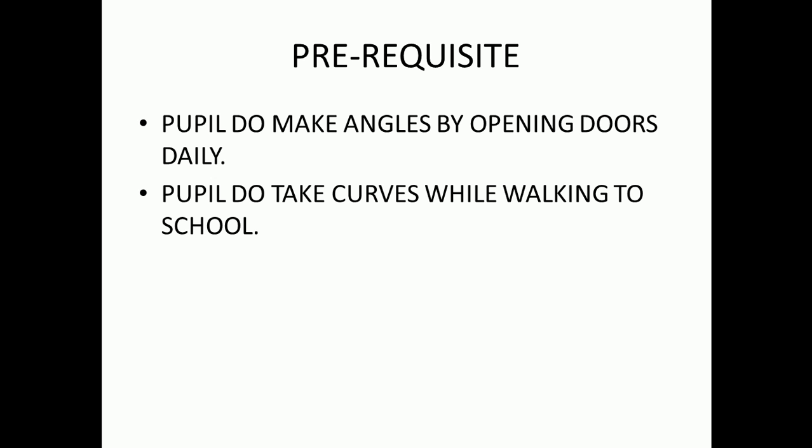Let's look at what learners already know, what learners already have in their minds. Though of course you know that they are not empty. So learners also know something about angles. The first point is that learners make angles by opening doors in their homes, in their school. Wherever they are, the moment the door is open, they make angles. They unknowingly do it. Two, learners also take corners while walking to school. So learners go through so many corners before they get to school, and they make angles there.